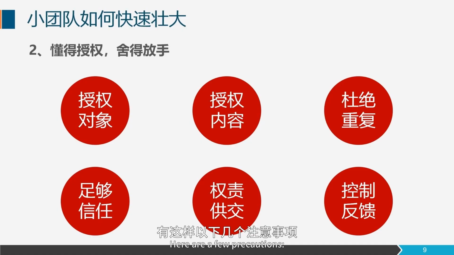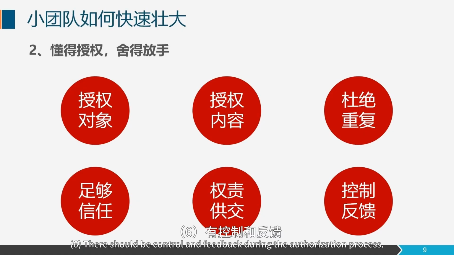Here are a few precautions. 1. Identify the person to delegate to. 2. Clearly define the authorized content. 3. No duplicate authorization. 4. Trust should be established during authorization. 5. Rights and responsibilities should be transferred together. 6. There should be control and feedback during the authorization process.